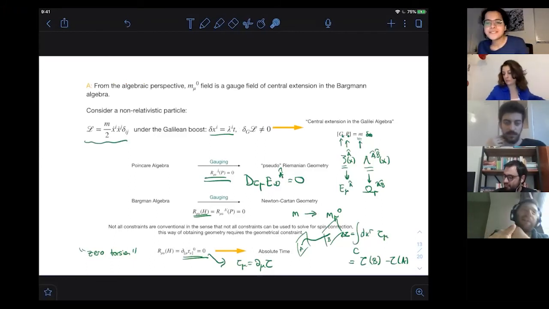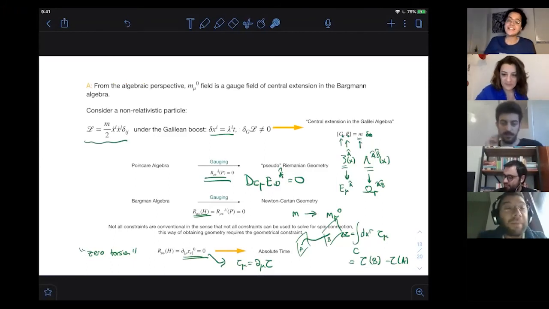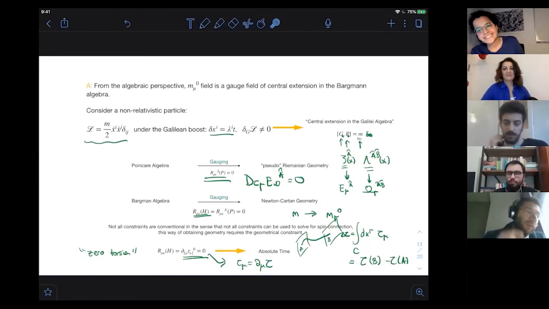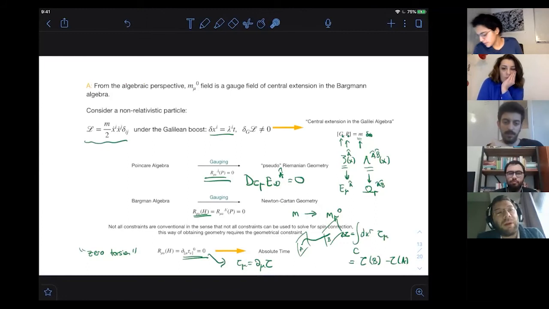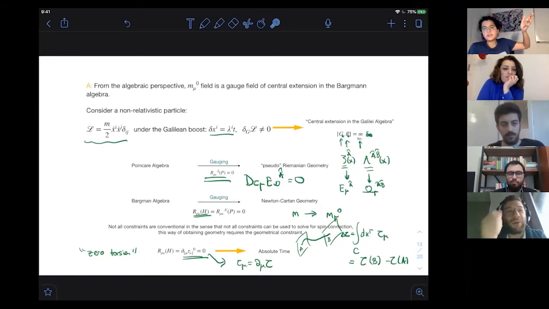But the answer is yes and no. Okay, then let me ask another question. So you have these conventional constraints, right? Who told you to put them there? You did it by hand, right? Yes, I imposed it by hand.